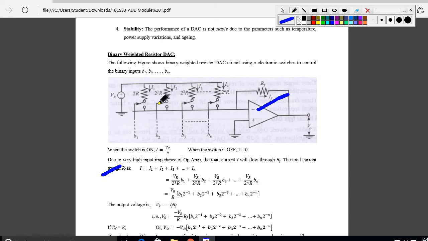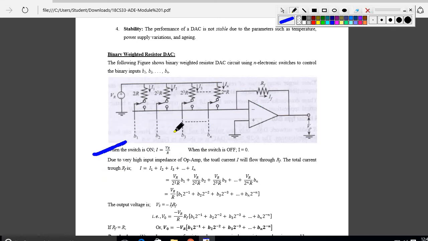See here in this diagram, these are the binary inputs B1 to Bn. These are the switches I am connecting to these inputs: n switches, one for each binary input, and I give a supply VR. How does the circuit work? When the switch is on, current flows across this circuit, the operational amplifier. If the switch is off, there is no current flow across this circuit. This condition has been mentioned here.